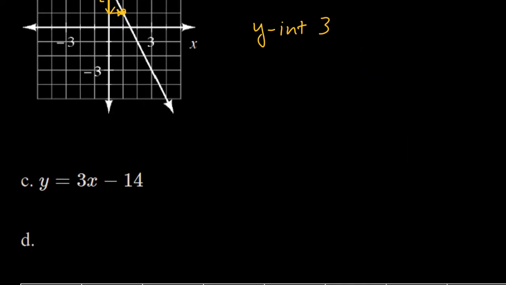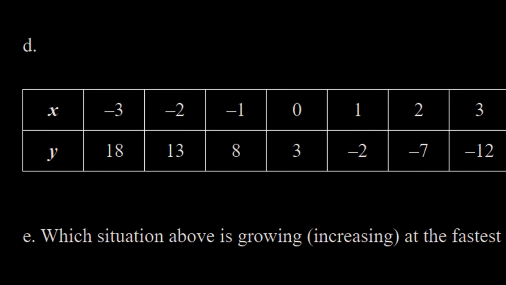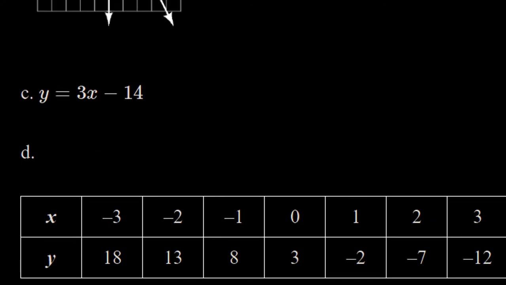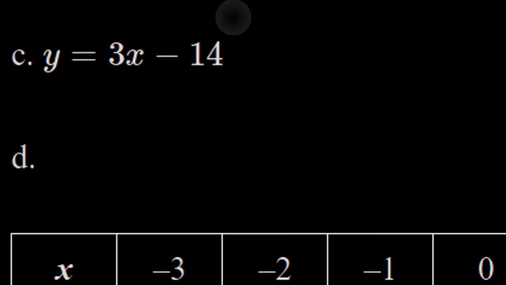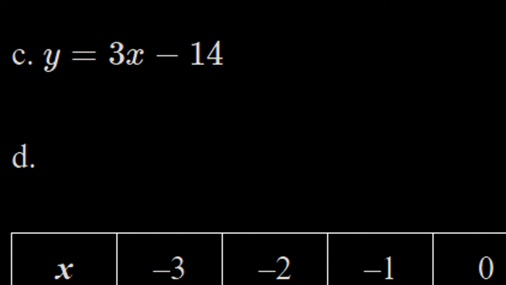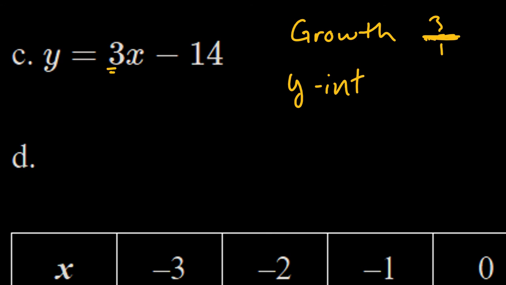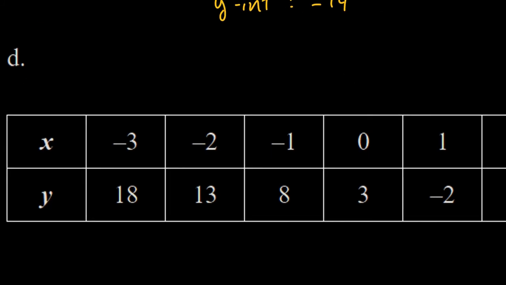All right, there's two more here. Oh my gosh, are there 3 more here? Okay, the next one is C. C, super nice, right? This one has a growth of 3, up 3 over 1, if you will, or just 3. And the y-intercept, or the 0th term, is at negative 14. Fabulous. Let's look at D.